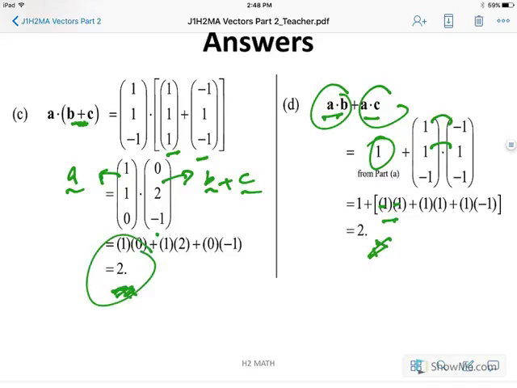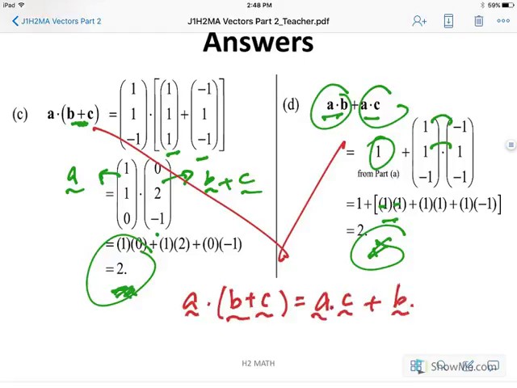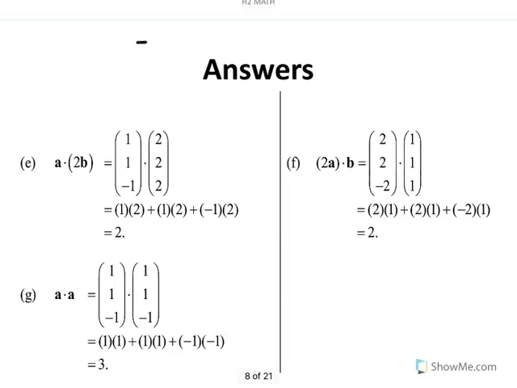So you realize that in general, if you compare C and D, it in some way resembles the distributive law of normal algebra, which you learned before secondary 1, where you expand and factorize. It is something similar in vectors: the dot product of a with (b plus c) is equal to the dot product of a and b plus the dot product of a and c. Same for E and F, you can just verify the answer.